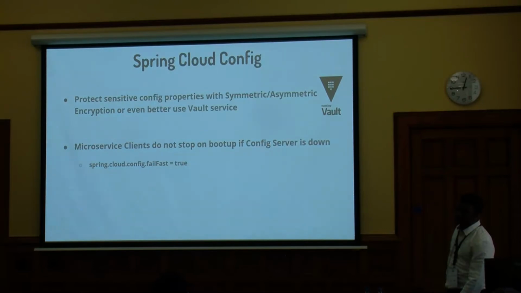So Vault is provided by HashiCorp. And then the microservice clients do not start up on boot up. So if the config server is down, your microservices will not fail. It will still try to start up, but it could not use the Spring Cloud config. It could not find the config, and it will eventually drop out all the requests.